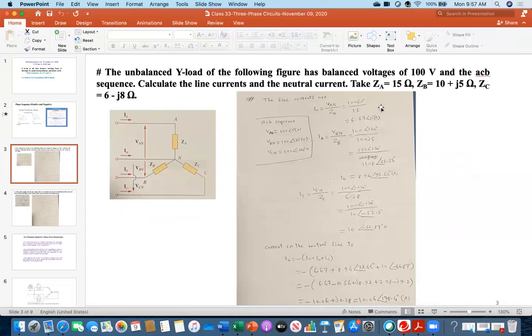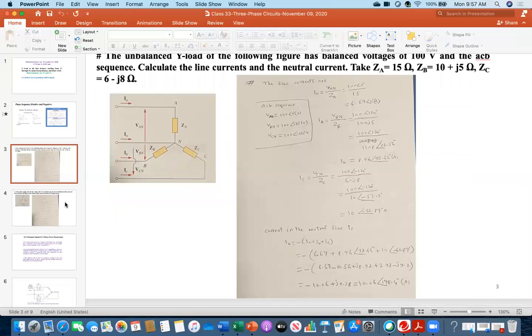And all three impedances are different, consequently you are getting different currents. And this is a Y connected system. Just sum up all those three currents and then give the minus sign because IN is in this direction. This is the given direction. So then you are done with all line currents and the neutral current.